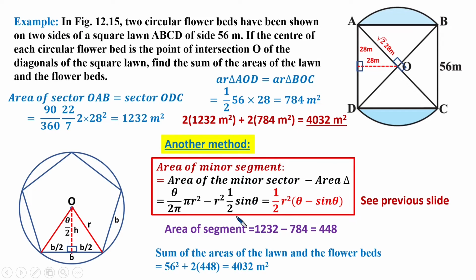So the area of the segment is this one which we have found out here, and area of the triangle is this which we have found here, 784. So the area of this segment is 448. So this 448 plus 56 square, that is 56 square plus twice of 448, will give me this answer. So this and this answer is same. So whichever is convenient to you, please use that method.